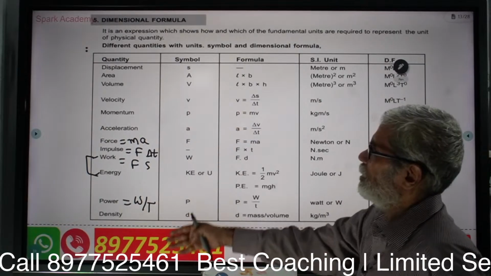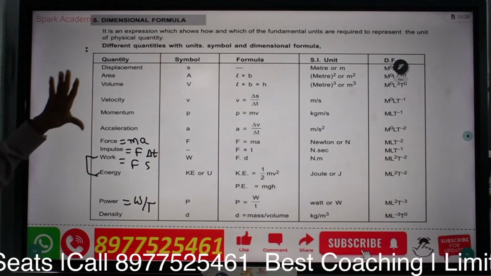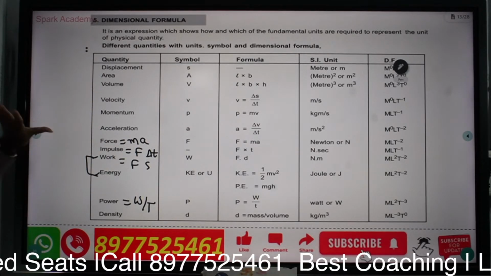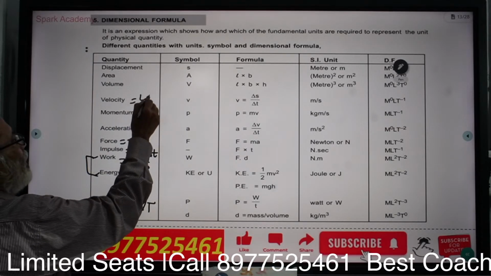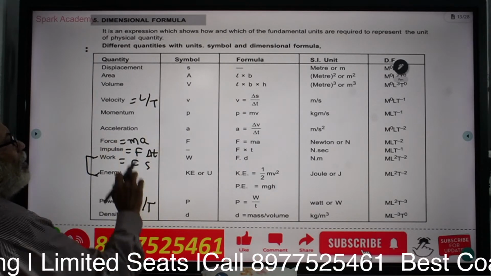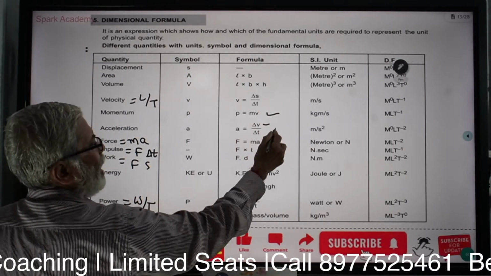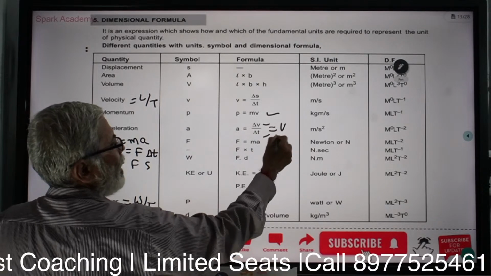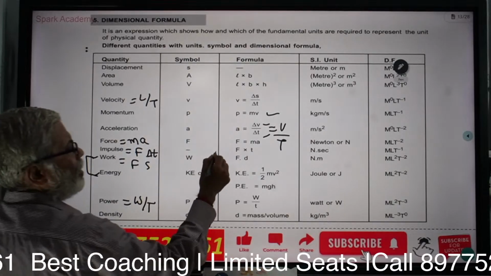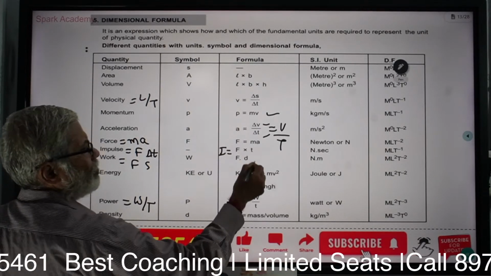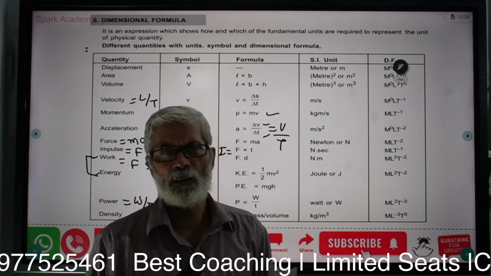And then here there is a big chart. This chart you can just follow. The main thing is actually all the formulas. Velocity is distance by time, then you can put dimensions. Momentum is mass into velocity, acceleration is velocity by time, force is equal to mass into acceleration, impulse is equal to force into time. Actually impulse is a large force acting for a short duration.